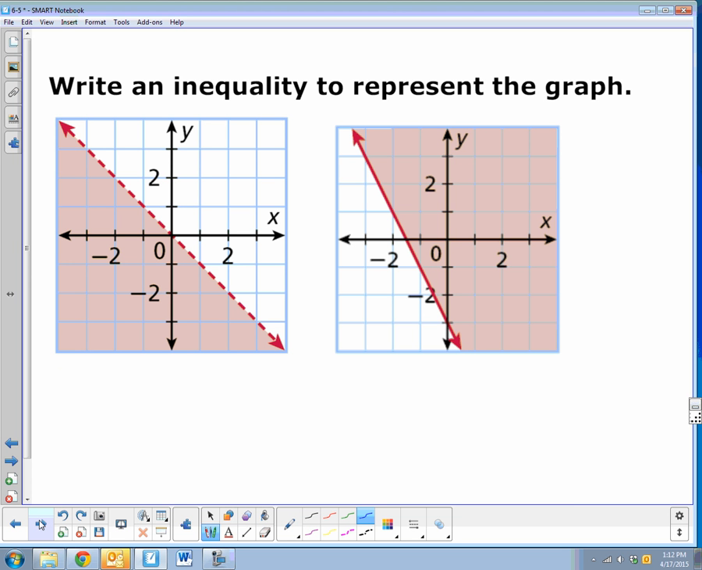Give these two a try. Figure it out on your own, pause it, and see what you get. Okay, I'm going to write the inequalities on the board and see if you got the same. We get y is less than -x, and y is greater than or equal to -2x minus 3. If you didn't get those solutions, watch the linked video and see how to get those answers.